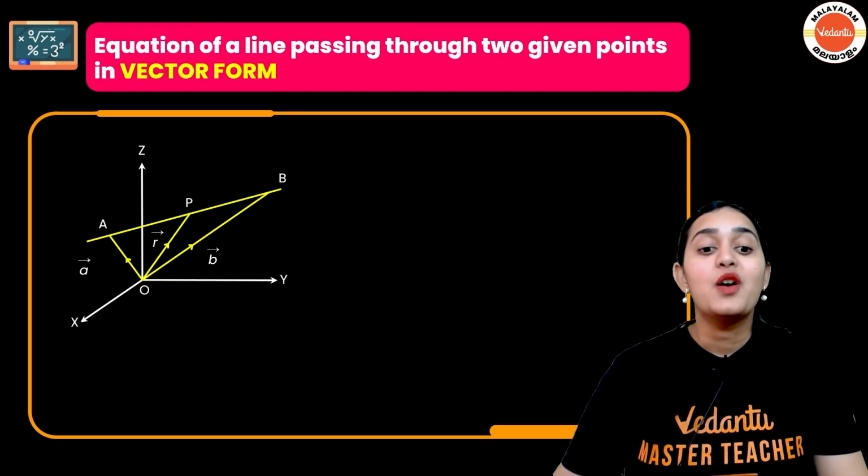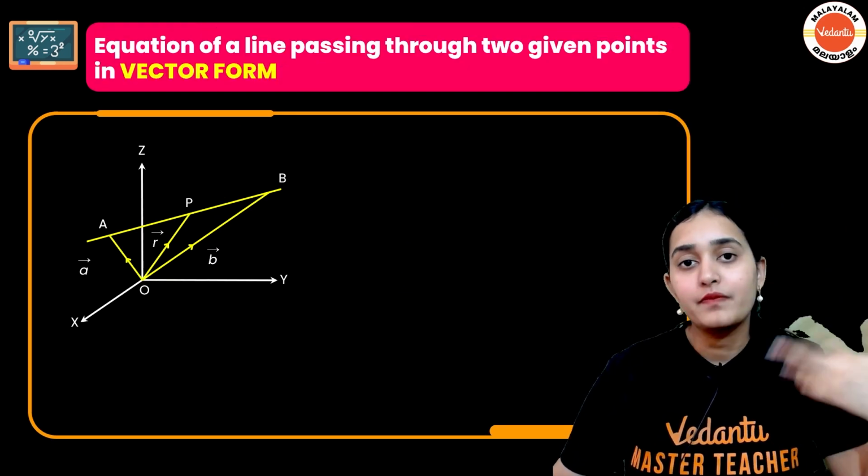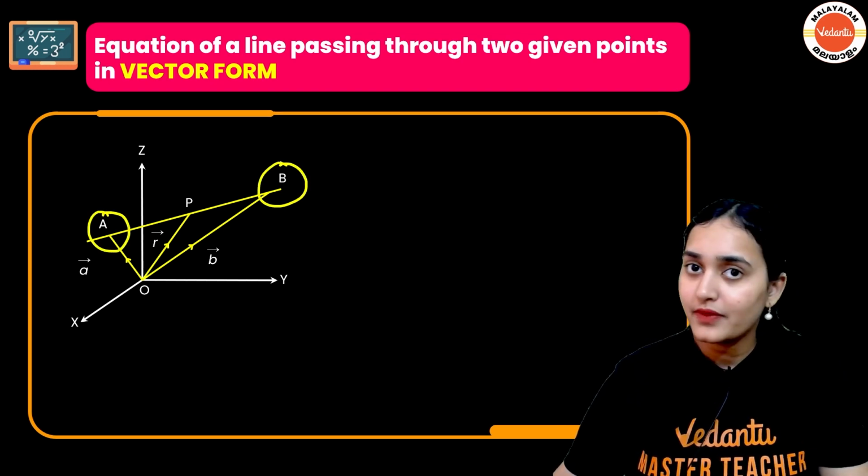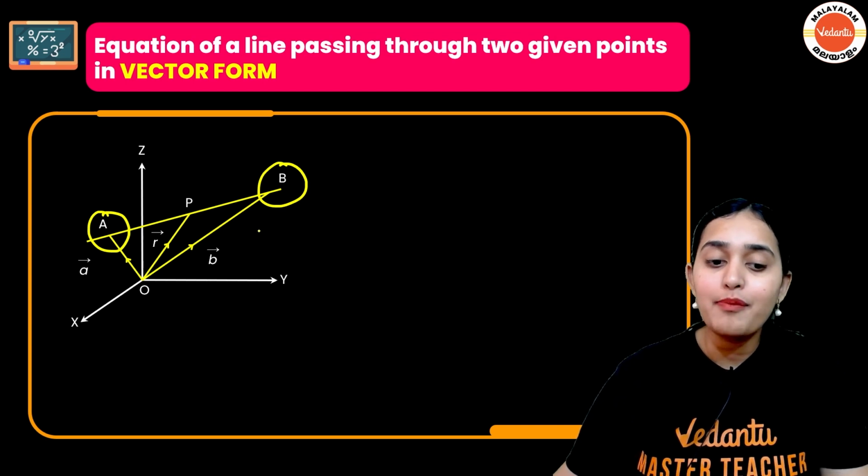Okay. Now what will happen when 2 points are given? Simple. So if you have 2 points, one point is A, one point is B. Okay. And again you have a parallel vector.